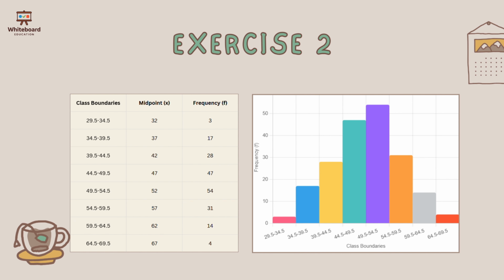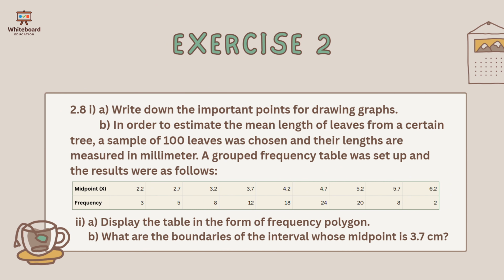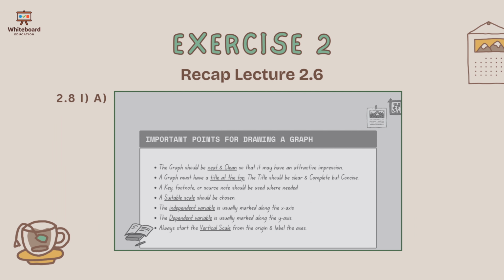2.8 is a lengthy question indeed, but let's do it. First, write down the important points for drawing graphs. B. In order to estimate the mean length of leaves from a certain tree, a sample of 100 leaves was chosen and their lengths are measured in millimeter. A grouped frequency table was set up and the results were as follows. Part 2. We need to display the table in form of a frequency polygon and then find the boundaries of the interval whose midpoint is 3.7 centimeters. For Part A, please recap Lecture 2.6.